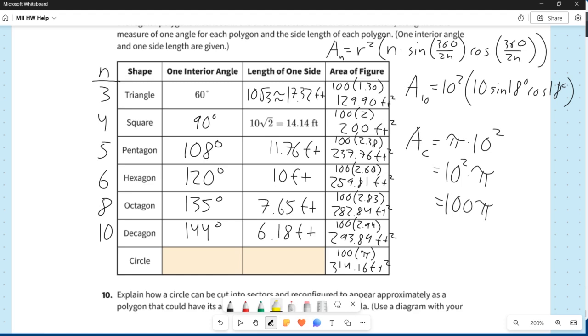So we are now done this problem, and I would encourage you to think about what is happening to those numbers that I just highlighted as our shape gets more and more and more sides. Something to think about.